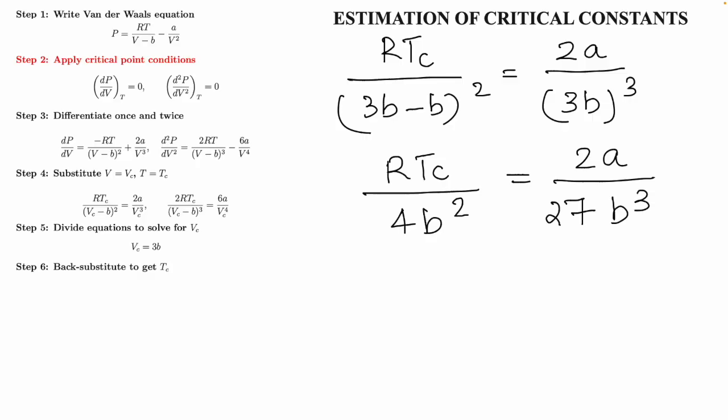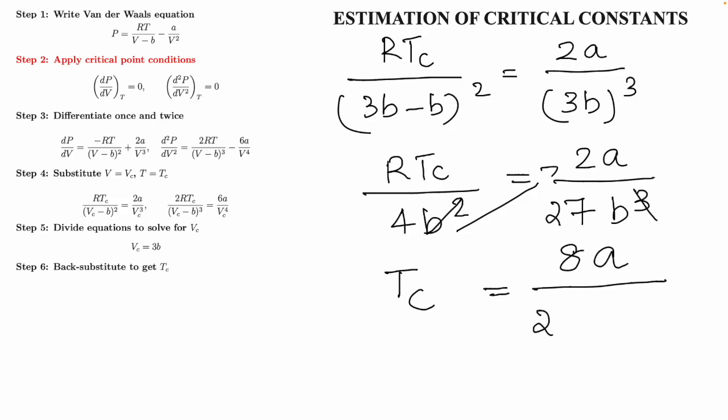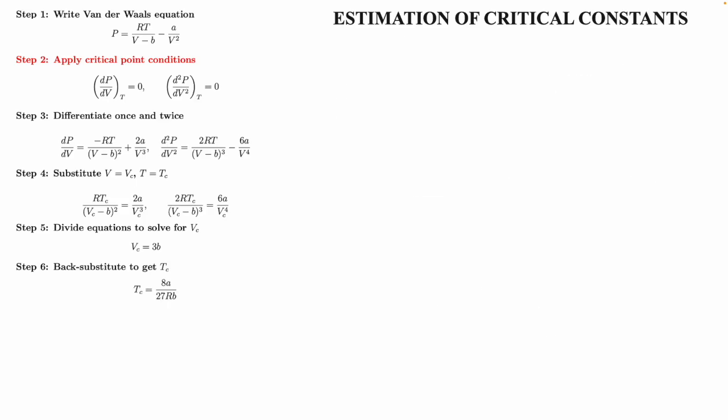B cube. Now we can cancel B here. Then keeping Tc on one side, we get the expression: 4, 2 fours are 8, 8a divided by 27RB. Sorry, that is 27RB.